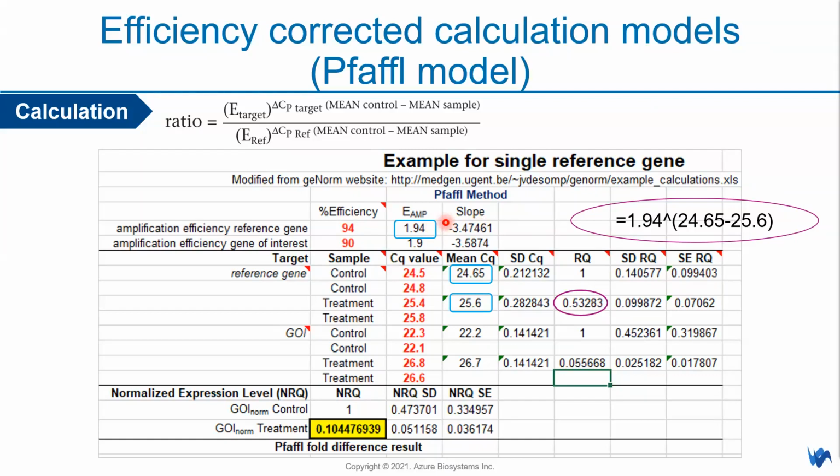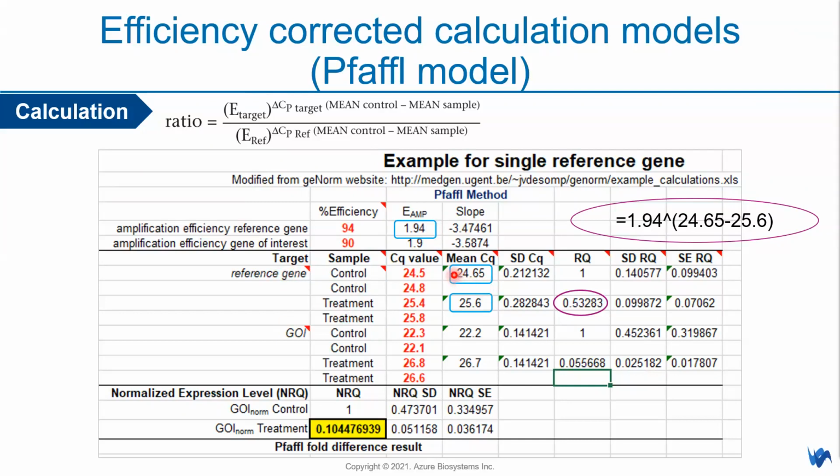So for the efficiency corrected calculation model, you need to generate a standard curve for each of these primer sets and then get the efficiencies calculated for each of these primer sets as well. Right. So then you have your target gene and gene of interest in your control sample and treated samples. With that, you get the mean CQ. This is for multiple samples over here because you have 2 controls and 2 treatments, right? So you're using mean CQ over here.